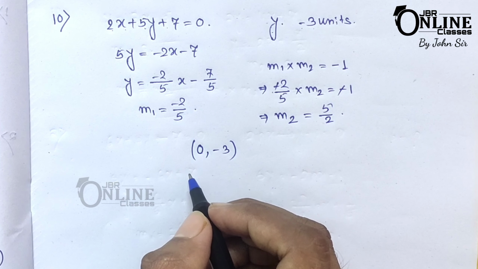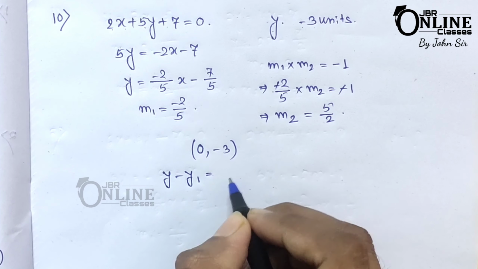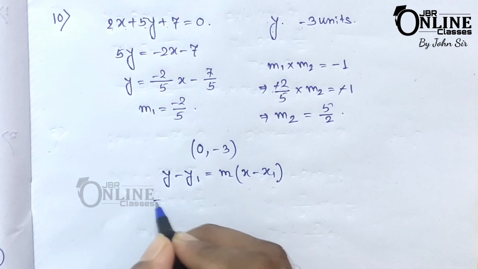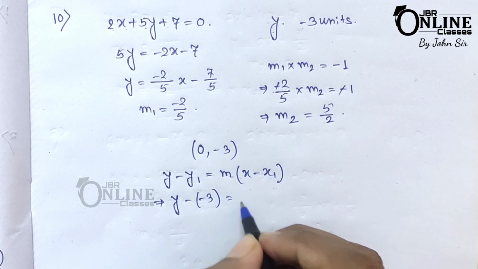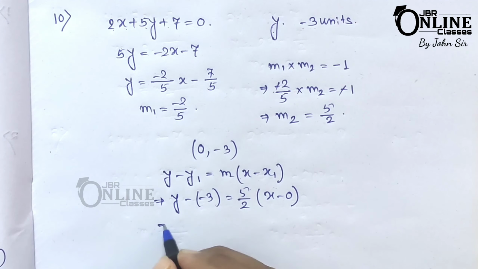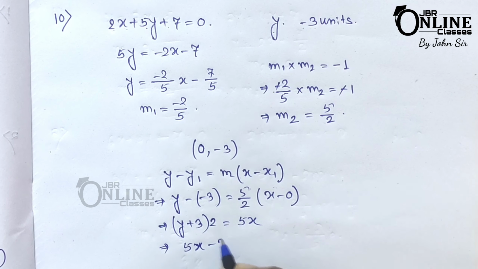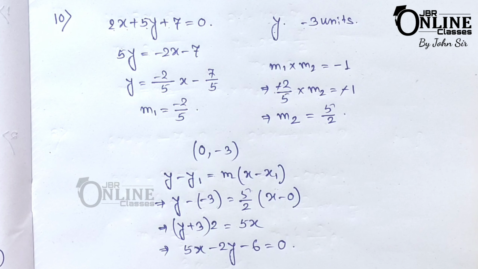Okay, so now we have to find the equation, and you know the formula y - y1 = slope into (x - x1). So here y1 is -3, so y + 3, slope = 5/2, and then x - 0. So (y + 3) into 2, and here 5x. So finally 5x - 2y - 6 = 0. So that is the final equation.